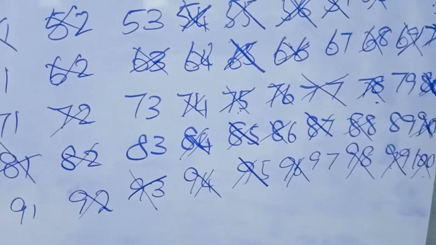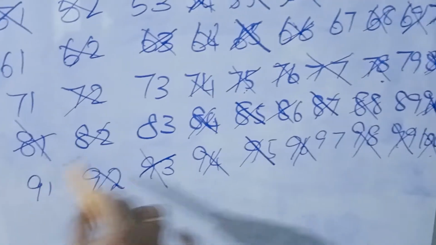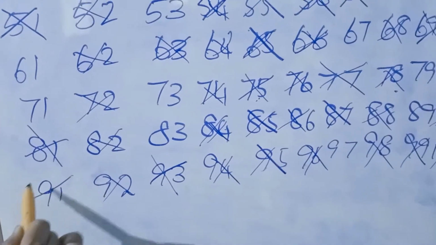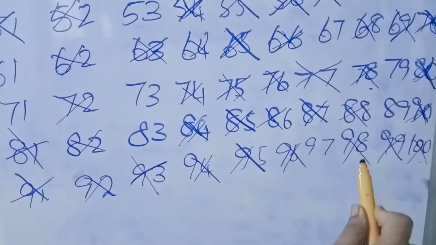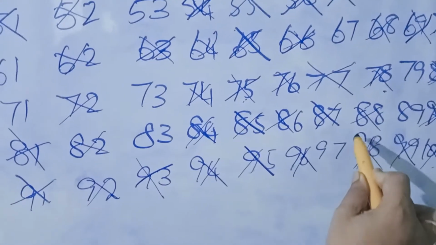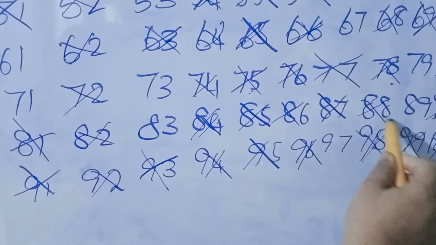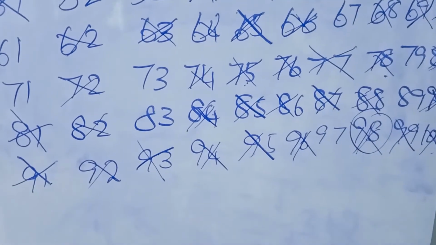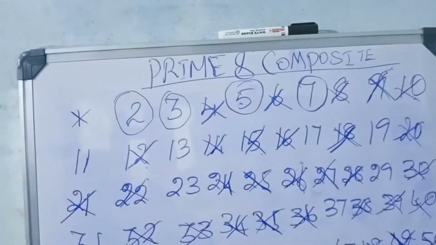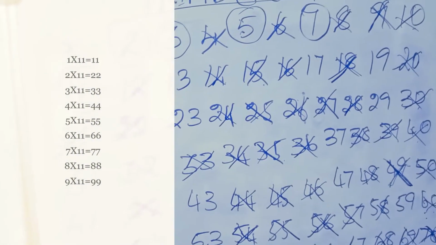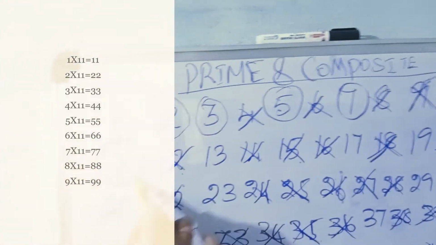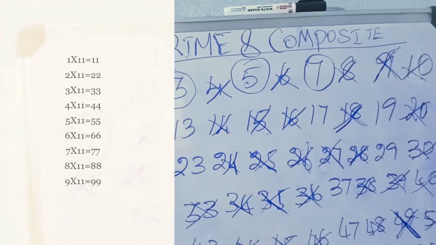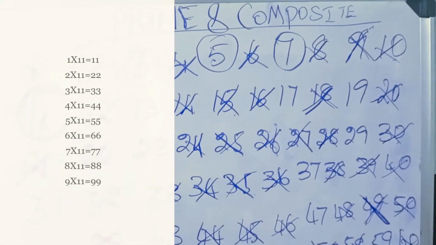Next, 91 is a multiple of 7, so you cross out now. Then 98 is a multiple of 7, we have crossed out already, so leave it. Okay, now we have to check which is the prime number. Next prime number 11 is there. Now this is the prime number, you circle.